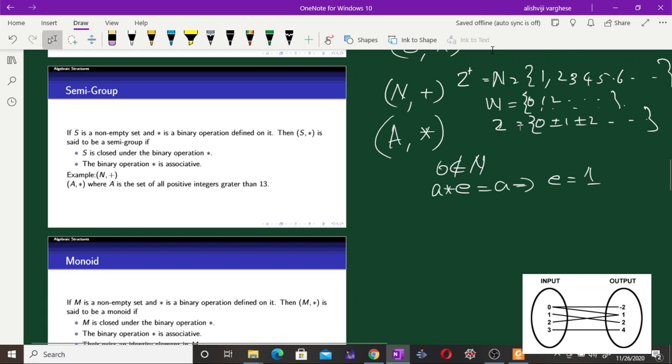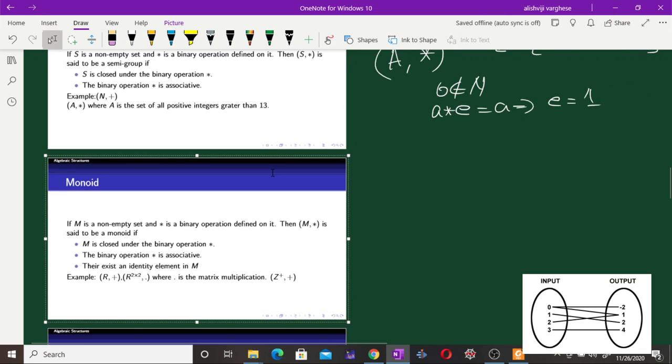Then can we find some examples of monoids? So here, the set of all real numbers together with addition is a monoid, because it has the closure property. If you take any two real numbers, its sum is a real number, addition is associative, then there exists an identity element, which under addition is 0. 0 belongs to R, and x plus 0 is equal to 0 plus x is equal to x. So that's an example of a monoid.